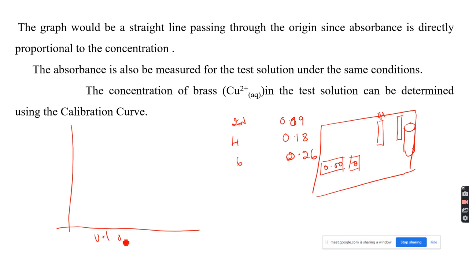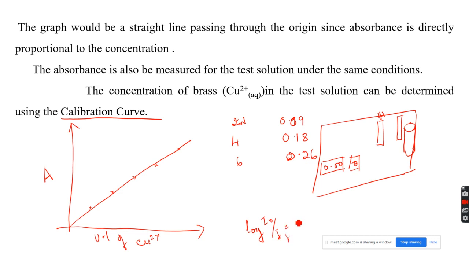We'll take the volume of Cu2+ used along the x-axis and the absorbance along the y-axis, and then we'll plot the graph. So we'll put the points for 2, 4, 6, 8. We'll get a straight line passing through the origin. And this graph we call the calibration curve. We'll plot the calibration curve by taking absorbance along the y-axis and the concentration along the x-axis. We'll get a straight line passing through the origin. Why is it passing through the origin? That is according to Lambert's law.